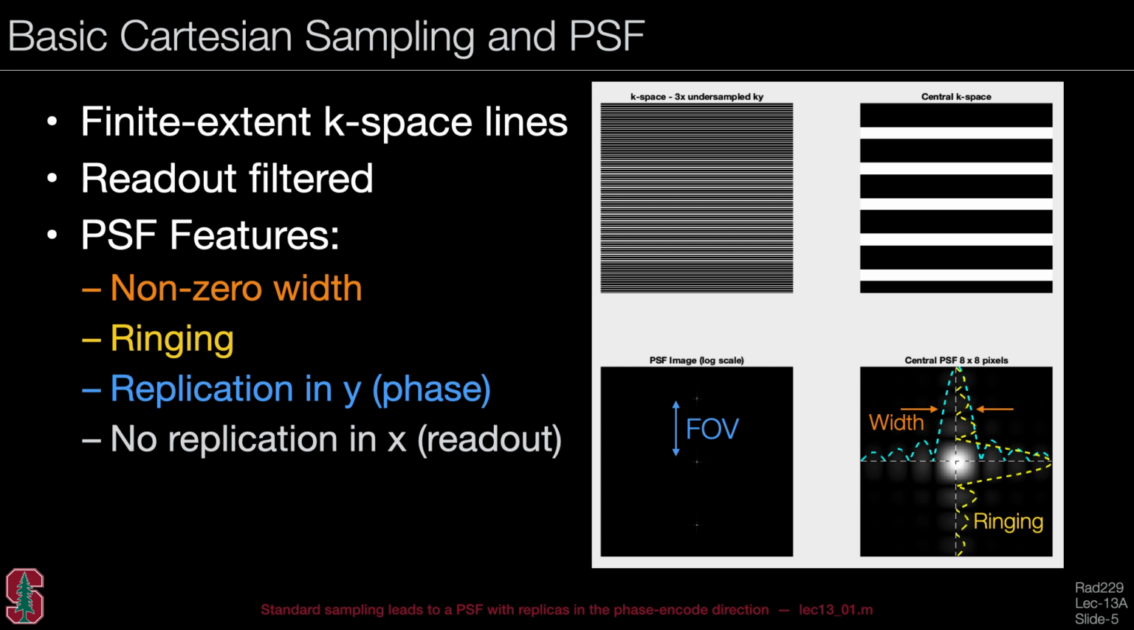We also see in the bottom right, we can plot the central part of the point spread function zoomed in, and we can plot a line plot both horizontally and vertically, and we can see the main lobe and the side lobes. And the width of the main lobe is roughly a pixel at the full width half max.